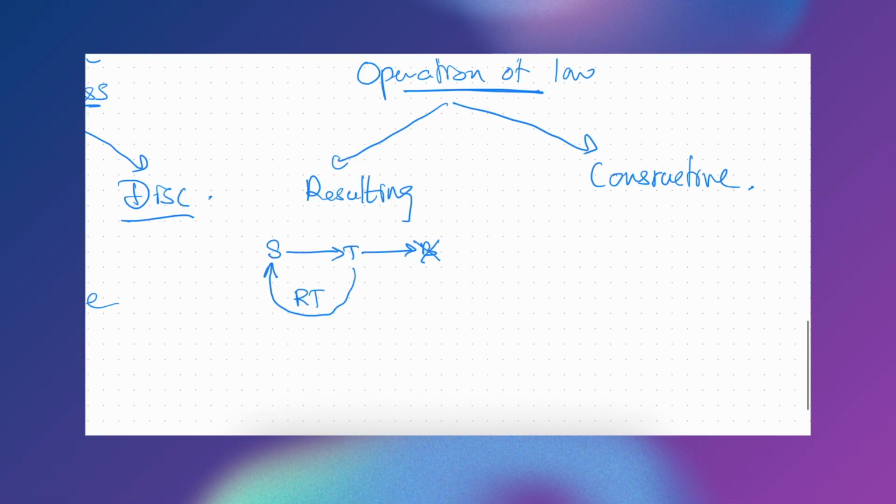Like in the case of Chase Manhattan Bank, when a mistaken payment arose, the courts interpreted that situation as giving rise to a trust. That's a constructive trust. Finally, there is another category here, which is called implied trust.